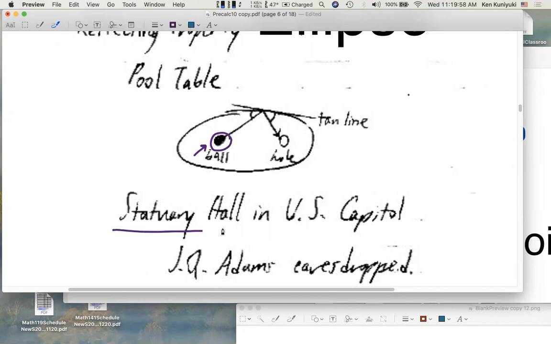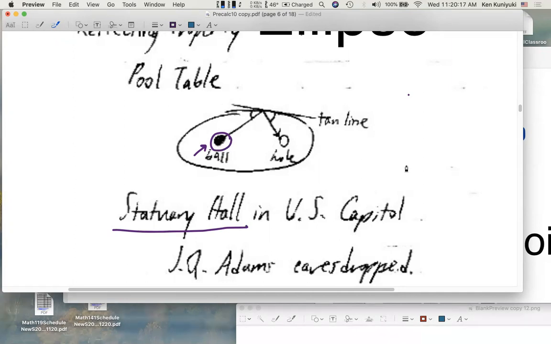Statuary Hall was elliptical in shape. So his rivals would talk basically at this point. He'd be up in the balcony, maybe over this focus over here, and he could hear his rivals pretty well, eavesdropping. That's pretty cool, but there are actually serious medical applications as well.